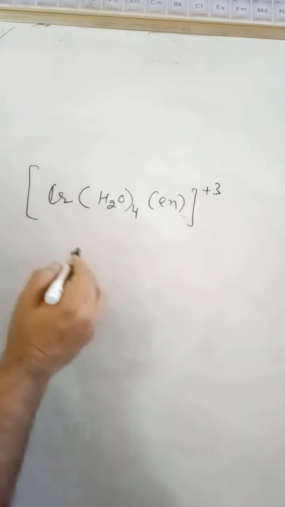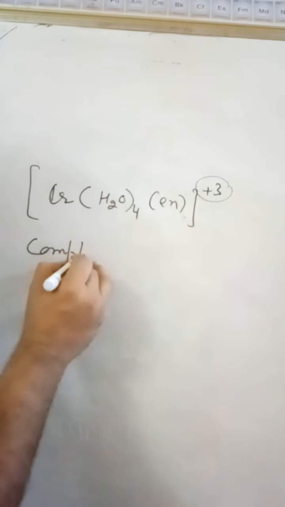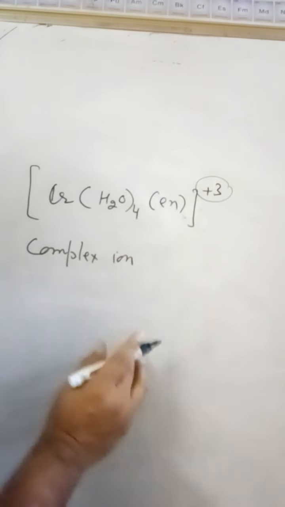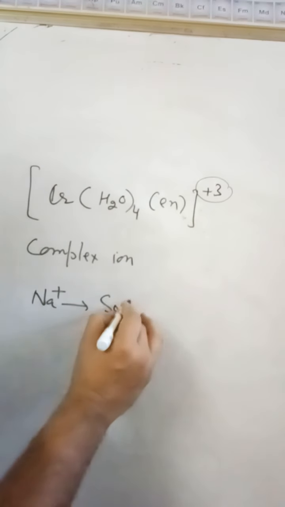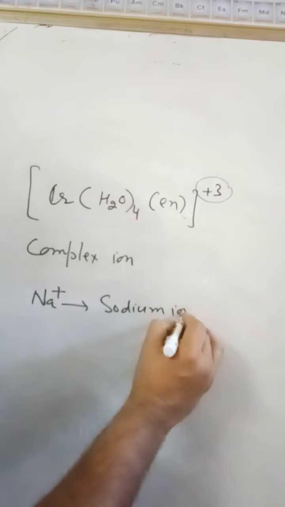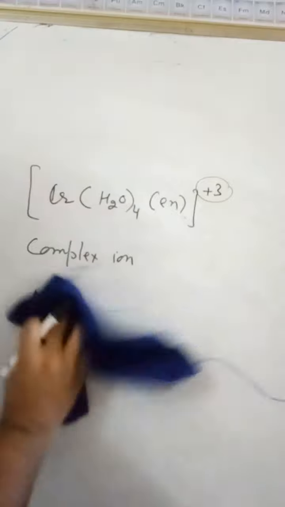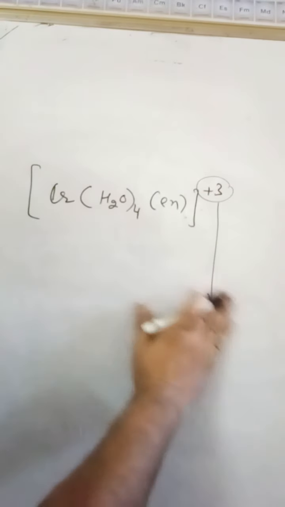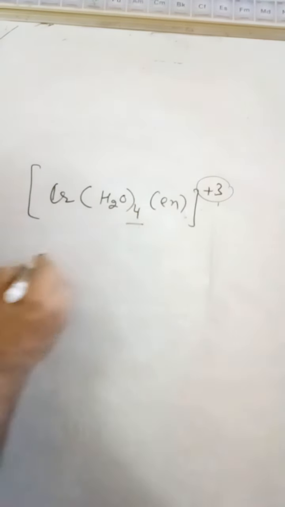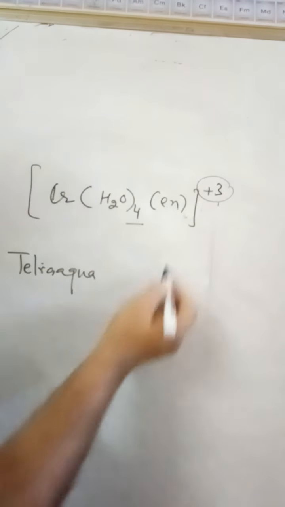Now in this complex, it is an ion. This is a complex ion. As you know, the name of this ion, for example the sodium ion, ends in ion. So similarly, when we name this complex ion, at the end we write ion. So its name is tetraaqua.